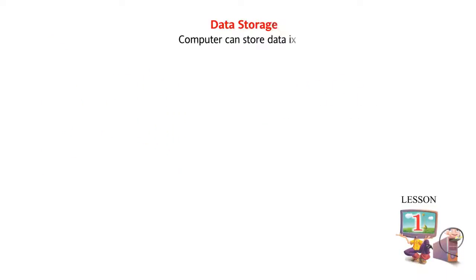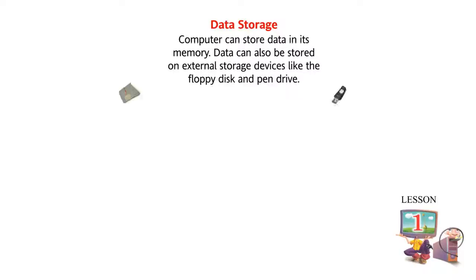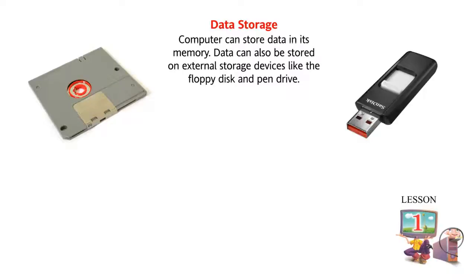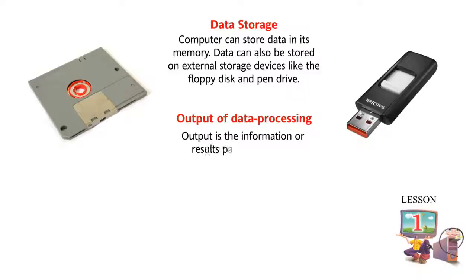Data storage. Computer can store data in its memory. Data can also be stored on external storage devices like the floppy disk and pen drive. Output of data processing. Output is the information or result produced by the computer.